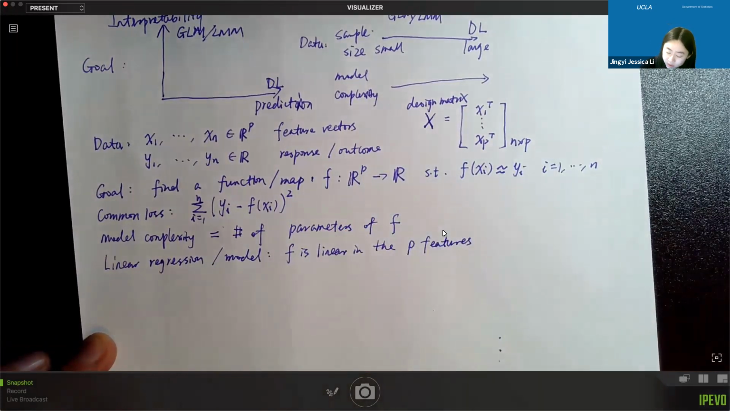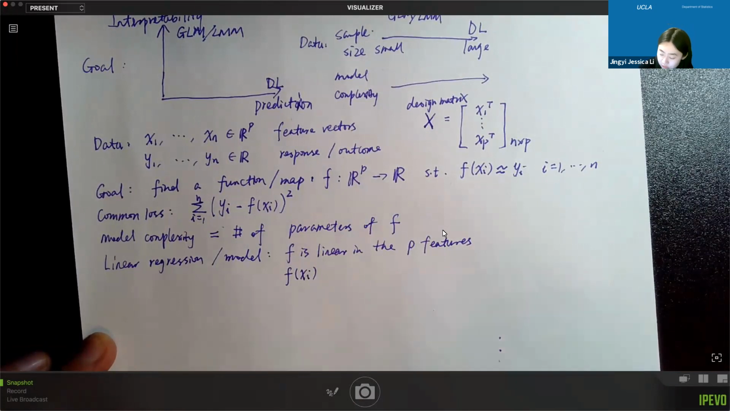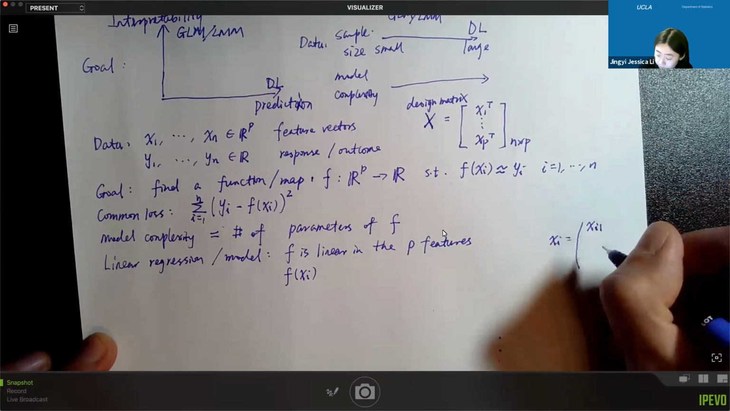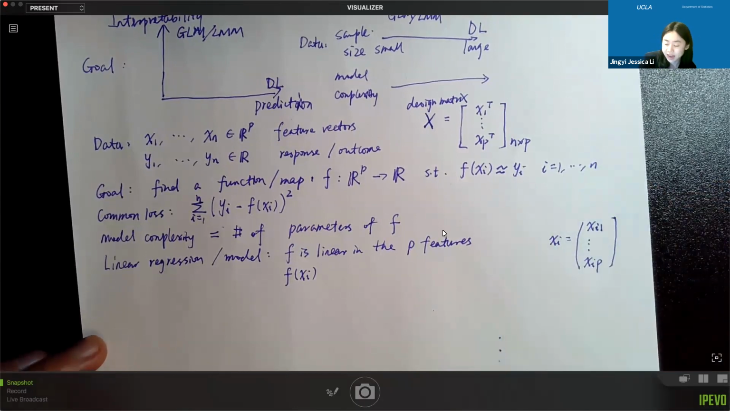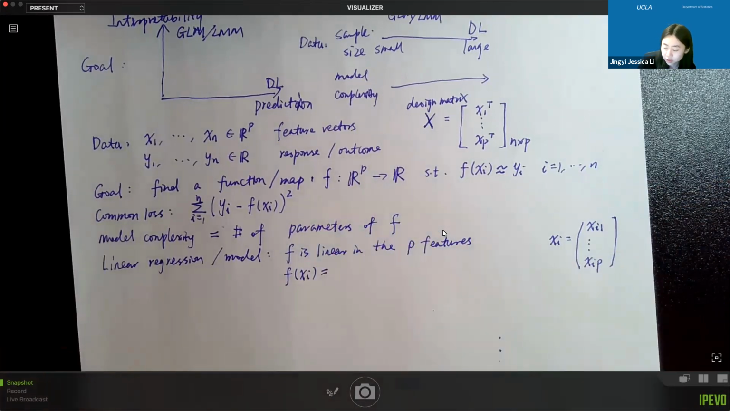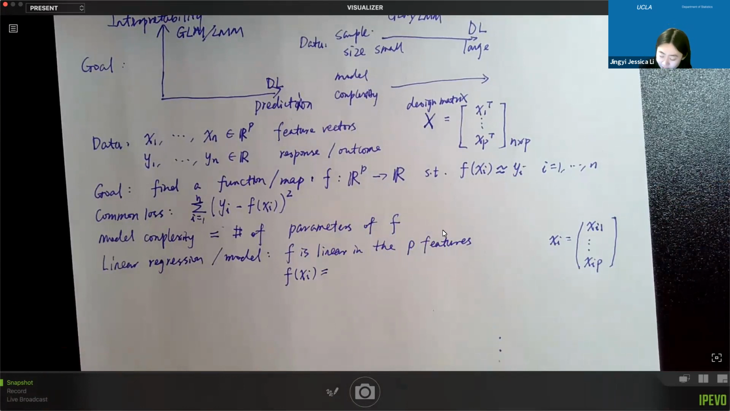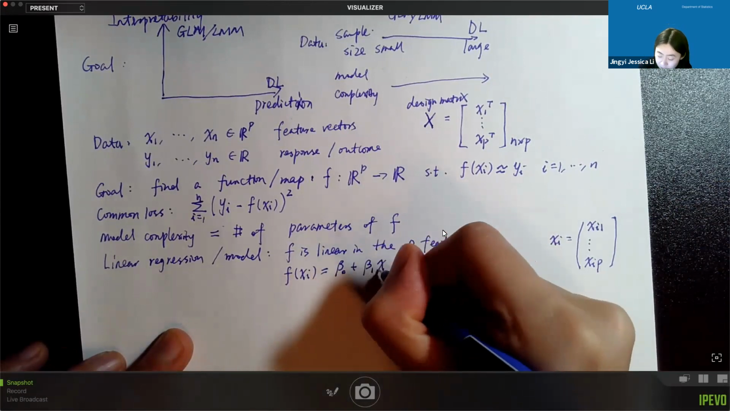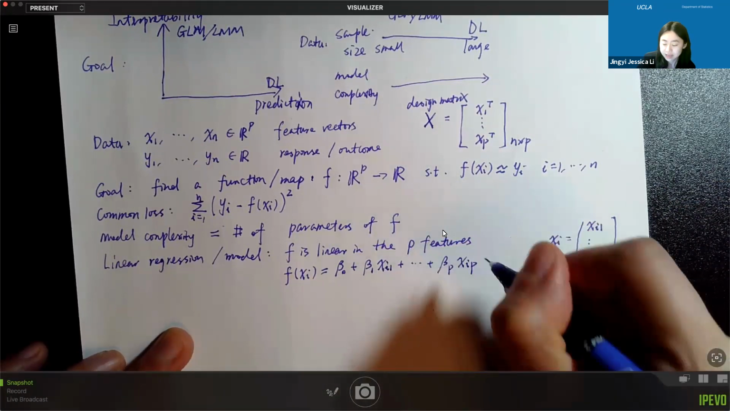So what we mean is that we can write f(xi). We know xi itself is a p-dimensional vector, so we can write out xi as xi1 to xip. Okay, so the p elements in the ith feature vector. So by linear function, we mean that the function is just a linear combination of the p features plus an intercept. So we can write it as beta 0 for the intercept, plus beta 1 times xi1, plus up to beta p times xip. That is linear regression.